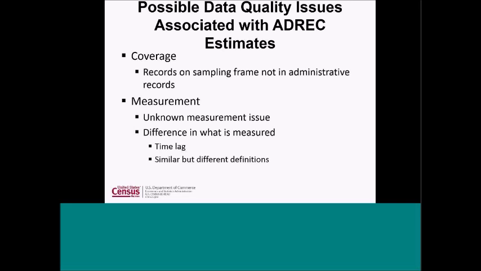Okay. And then measurement. And this is the one that people get the most concerned about, right? There's unknown measurement issues that you just don't have any idea about, but then there's a lot of them that we do have ideas about. Time lags, differences in definitions between what you want to measure and what is available in the administrative record. So how can we possibly use a survey to deal with these?